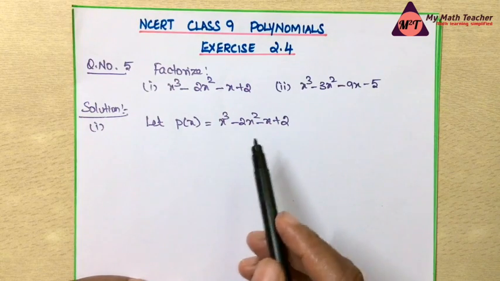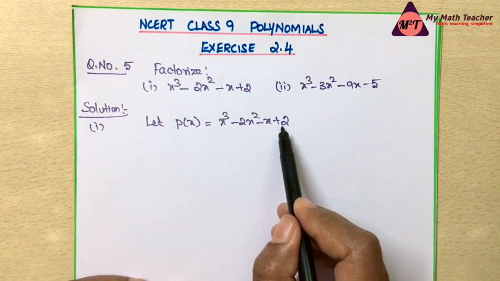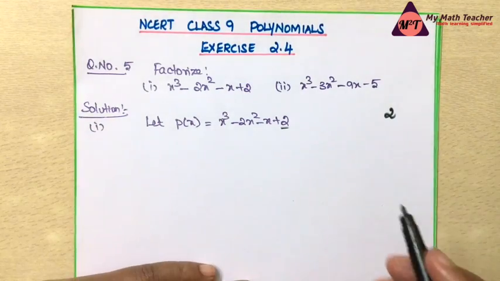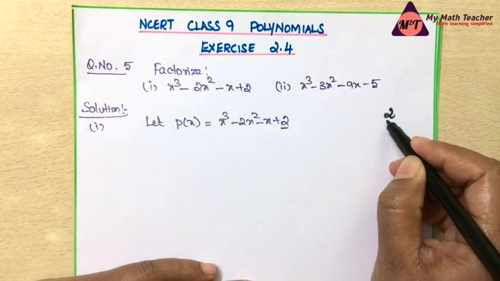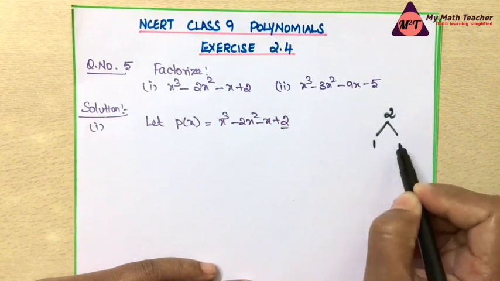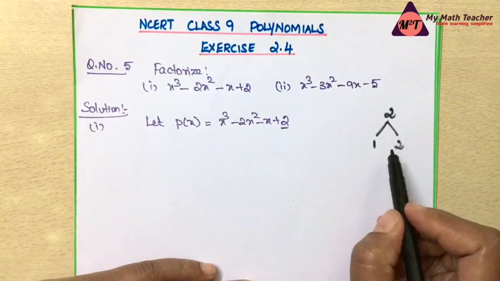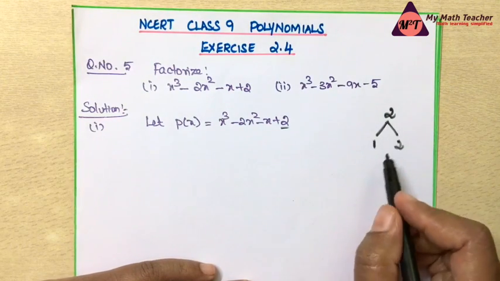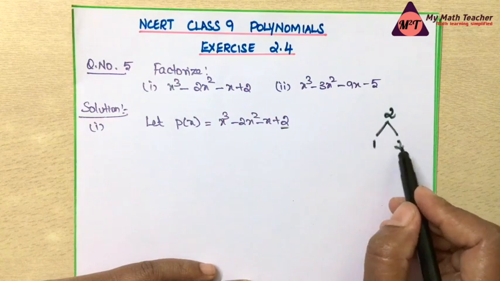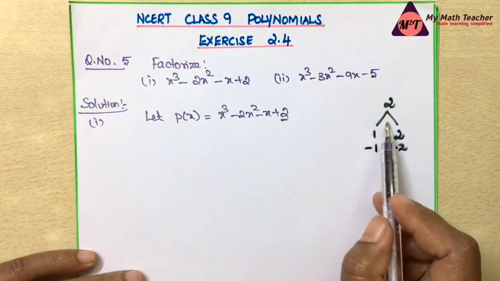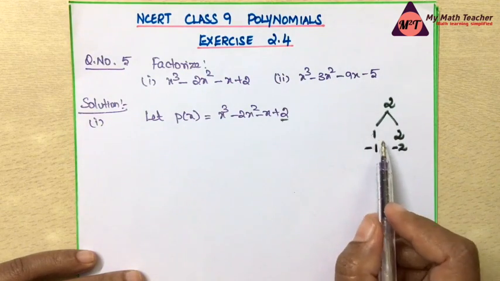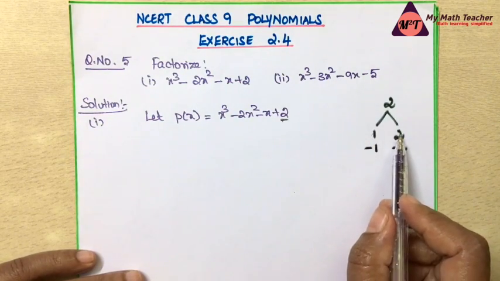So the first step is always consider the last one, which is constant, that is 2 here. Now you have to write the factors of 2. What are the factors of 2? We know that the factors are 1 and 2 itself. So now we have to consider both positive and negative ones. We'll definitely get our first factor out of these 4 numbers. So that's why we are writing positive, negative and positive, negative.